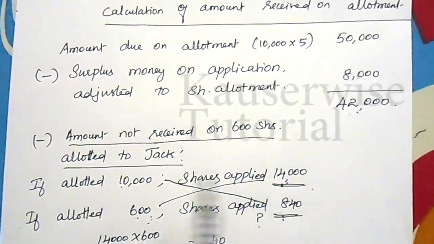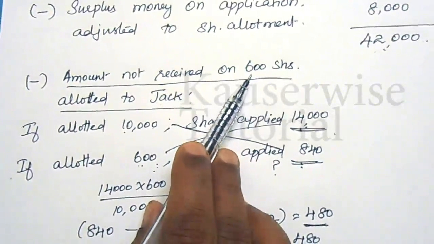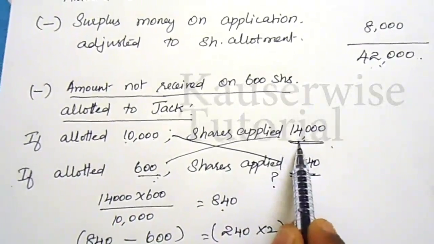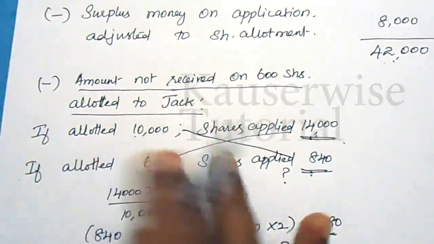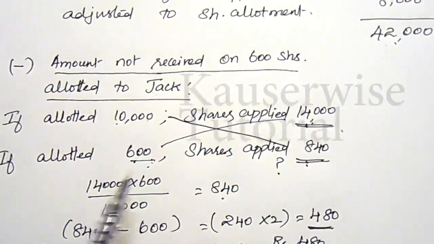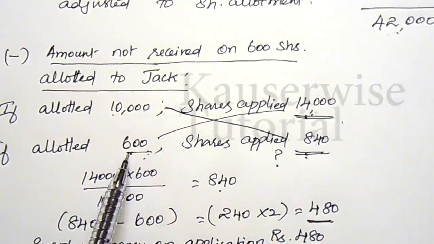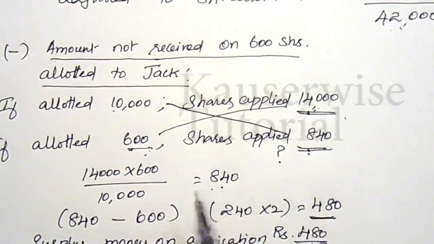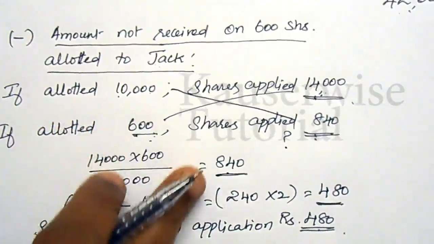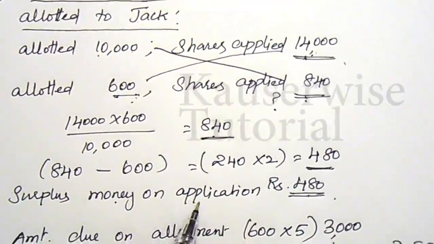In that, one shareholder, his name is Jack, failed to pay for 600 shares. So for that you have to calculate how many applications were applied by Jack. The public applied for 14,000 shares and the company allotted 10,000 shares. In the same way, the company allotted 600 shares to Jack. Then you have to do cross multiplication: 14,000 into 600 divided by 10,000 is equal to 840. That is 840 shares applied by Jack, but the company allotted only 600 shares. The extra 240 shares is there, and that is surplus money which they have received along with the application.